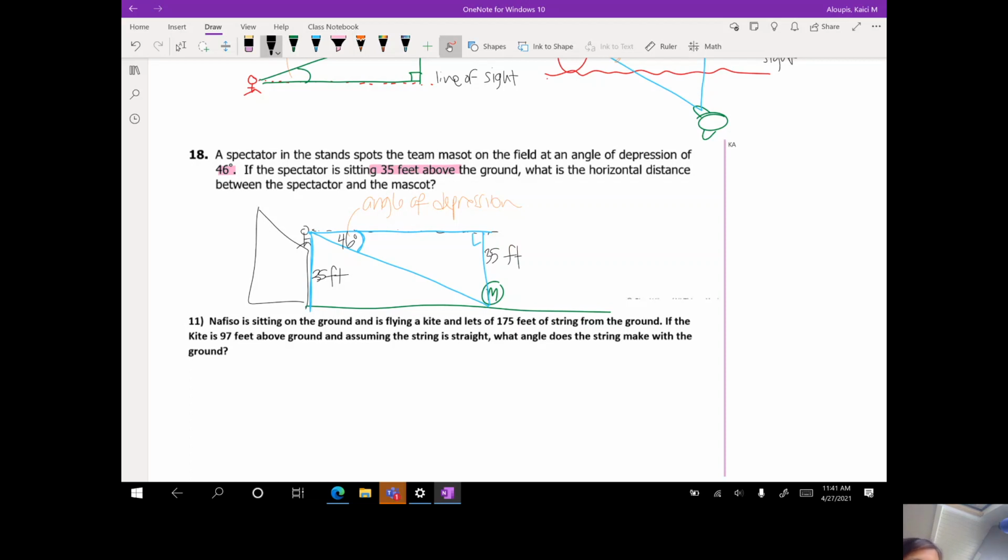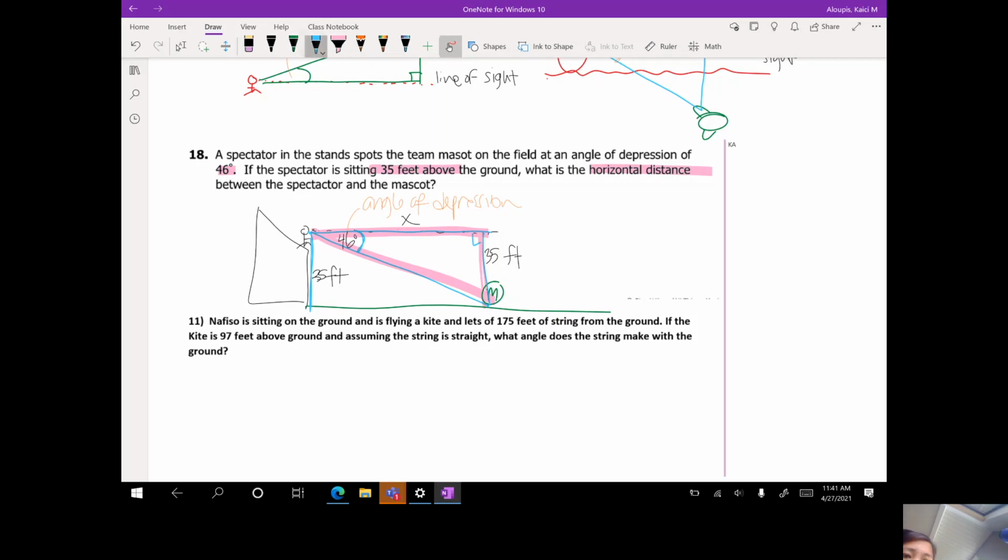We have an angle, and we're asked to find the horizontal distance between the spectator and the mascot. So they want us to find this distance here, or this distance up here. It's the same distance, so let's call this x. So here's our triangle that I'm going to work with.